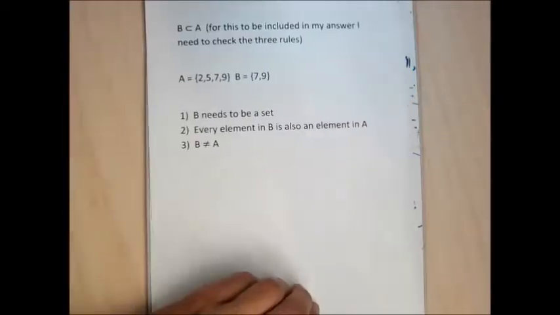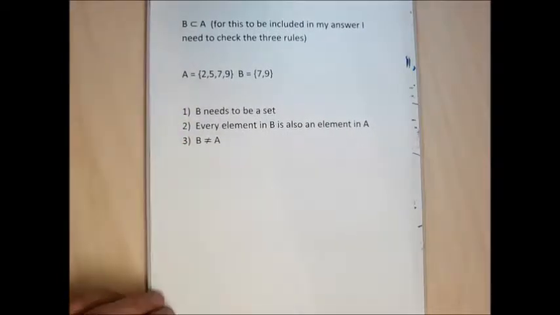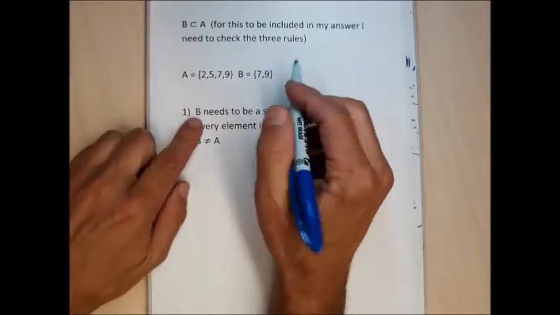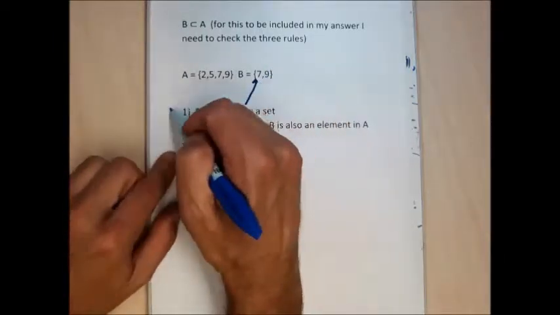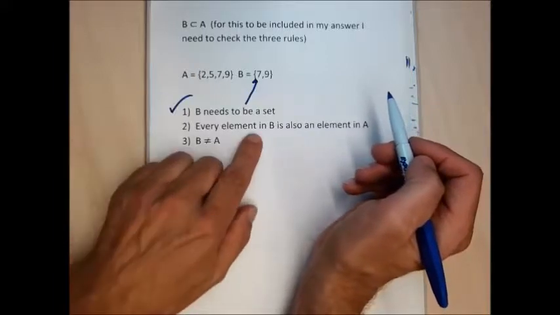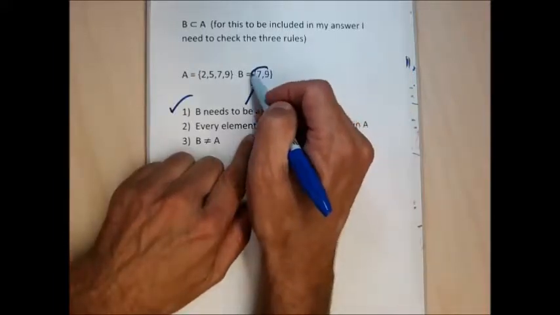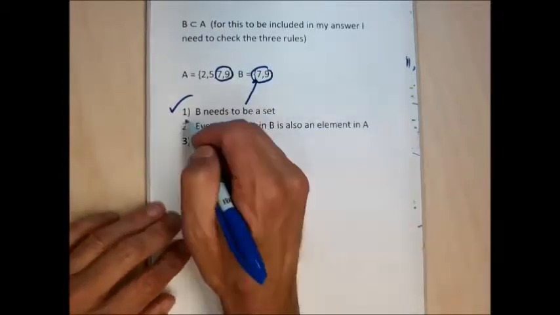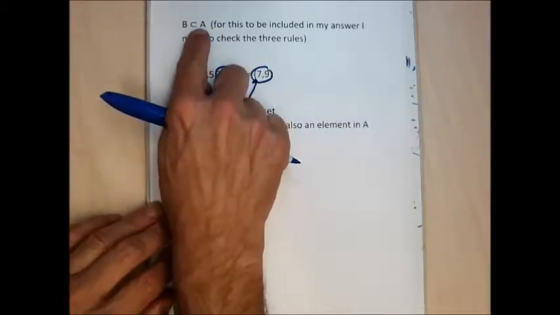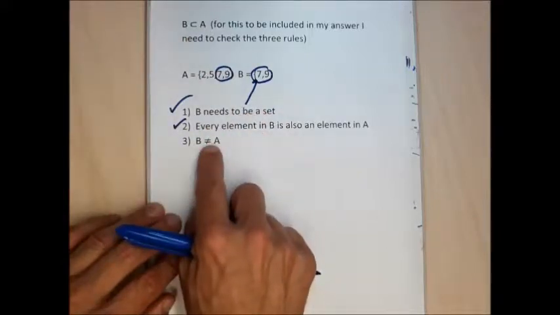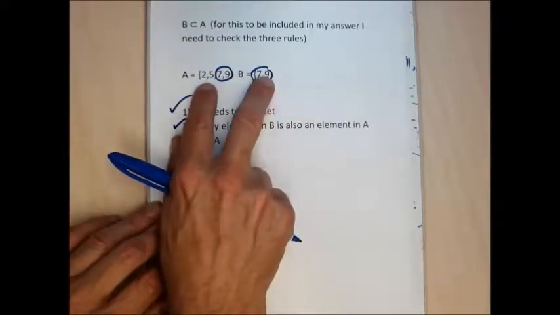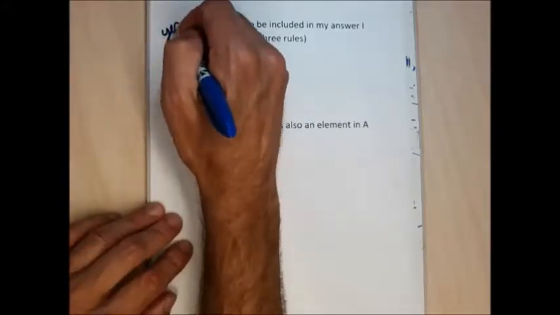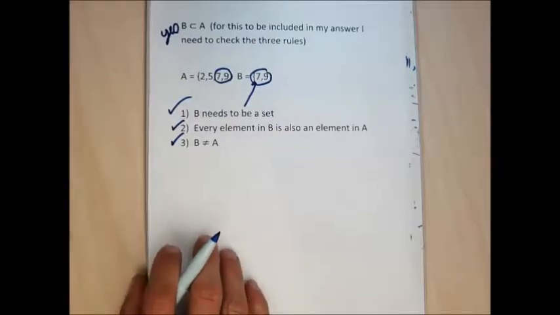The last symbol I need to check is to see if B is a proper subset of A. So I'll go through the 3 rules for B to be a proper subset of A. The first rule, B needs to be a set. It's in set braces, so it's a set. Second rule, the 2 elements in B, 7 and 9, also have to be in A, which they are, so it satisfies the second rule. And the third rule for proper subset is the 2 sets can't be equal. These aren't equal because they don't have the same elements or the same number of elements, so that rule is satisfied. I also need to include B as a proper subset of A in my answer.